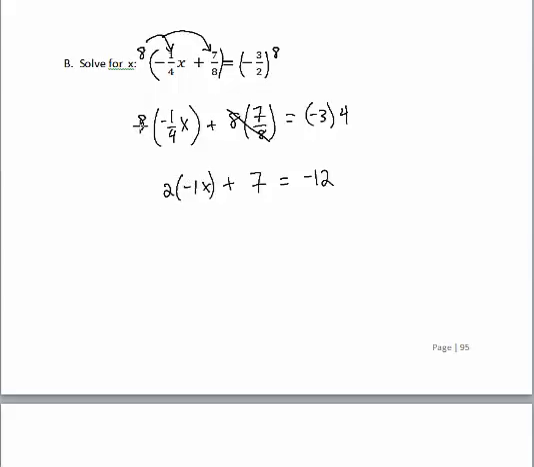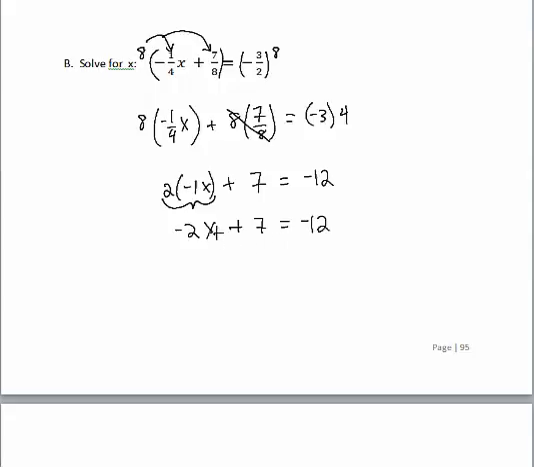So that would be 8 and 4 gets replaced by 2, and on the inside we would have a negative 1 and an x left. 2 times a negative 1 is negative 2. So this becomes negative 2x. I'm just going to rewrite the rest of my equation. No more fractions.